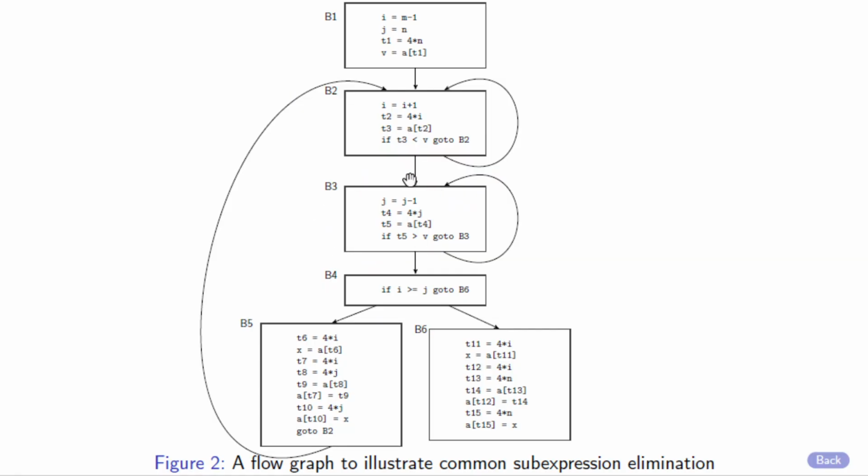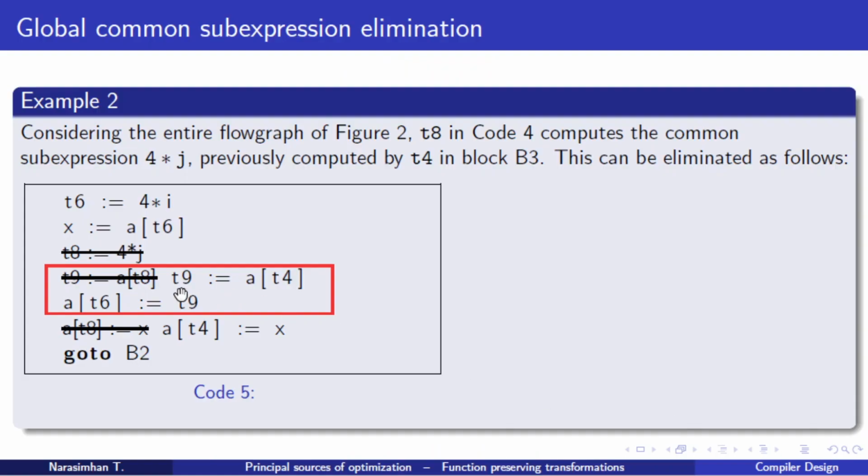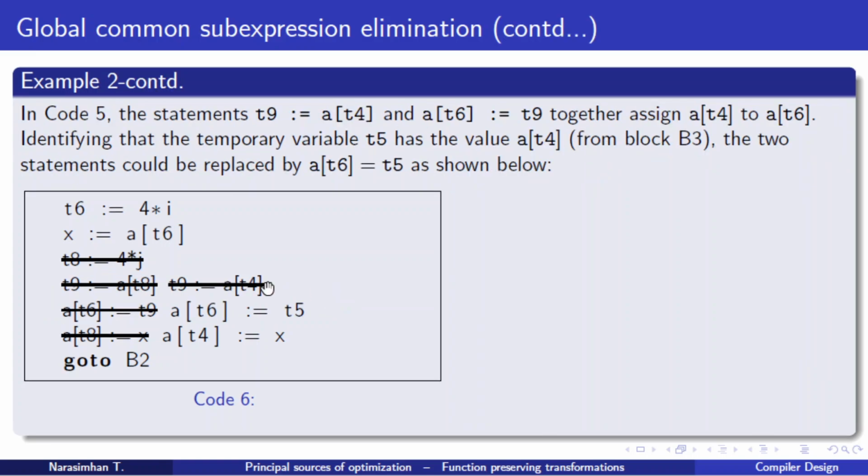Here in block B3 you find that T5 is holding the value of A of T4. So these two statements can be replaced by the single statement A of T6 equal to A of T4, but A of T4 is contained in the variable T5, so you can write A of T6 equal to T5. So I have finished the processing of the expression 4 star j.